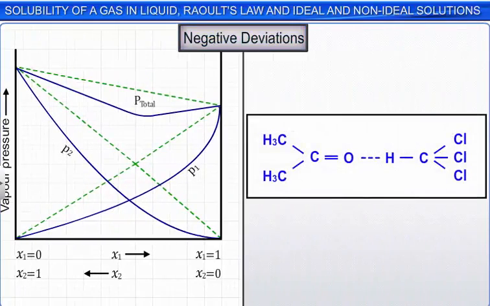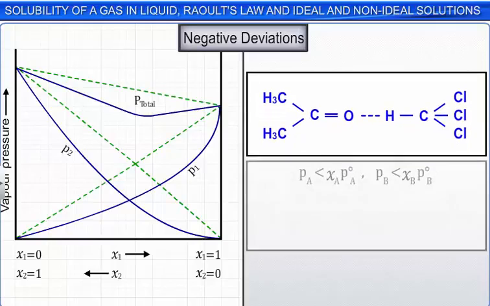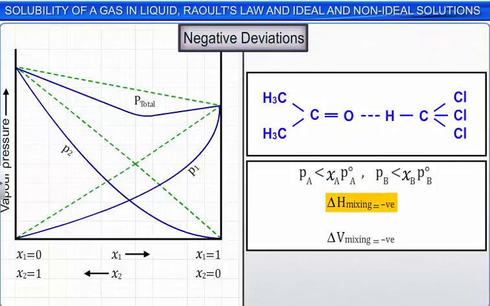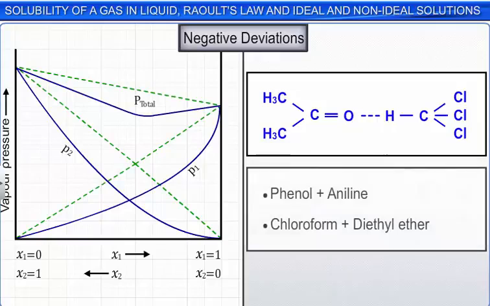As you can see here, formation of a H bond takes place between the chloroform and the acetone molecule. This decreases the escaping tendency of the individual molecules and results in negative deviation from Raoult's law. For the solutions exhibiting negative deviations, delta H mixing and delta V mixing both are negative. A few more examples of non-ideal solutions exhibiting negative deviations are phenol-aniline and chloroform-diethyl ether solutions.